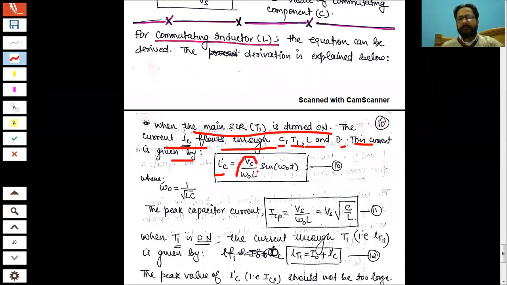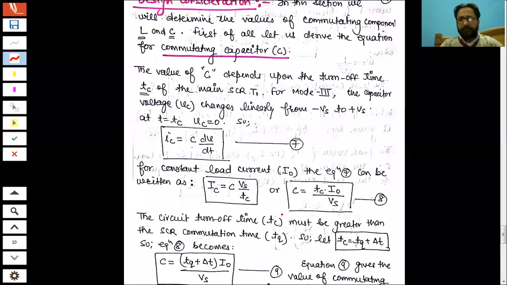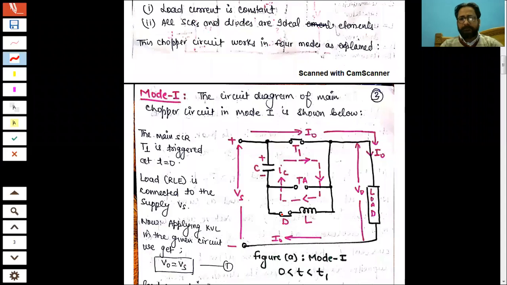This is the same equation which we obtained in case of the inductive circuits. So you have the equation IC is equal to Vs upon omega naught L sine omega naught T, where omega naught is the resonating frequency here, which is 1 upon under root LC, or F is equal to 1 upon 2 pi under root LC. So the peak current, ICP, is shown in the waveforms.